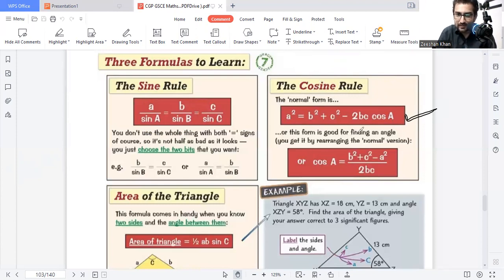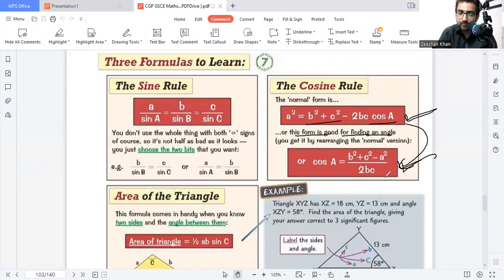Okay, so this is the normal form, and if you want to get this form, you can rearrange the formula. How? You shift the other things to the other side and leave this cos A on one side, by shifting this to that side, and then keep this cos A on the left side. So you will get this equation. Both of them are the same. You can see this form is good for finding the angle.